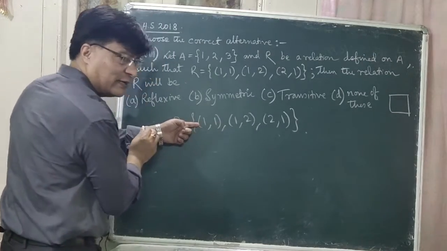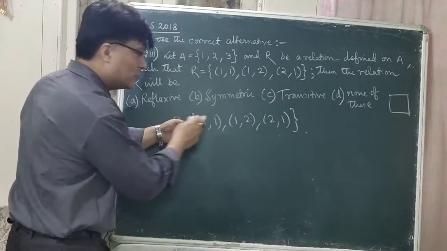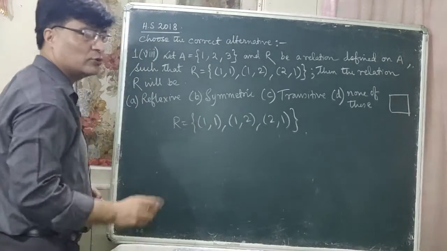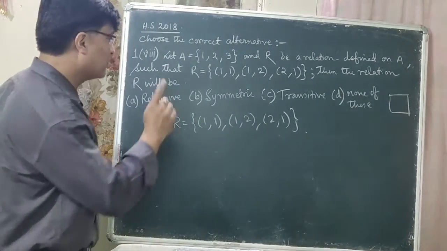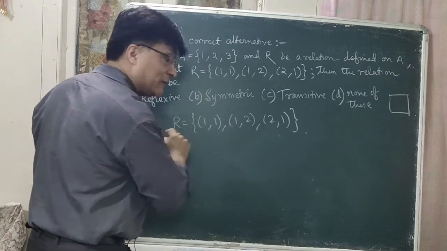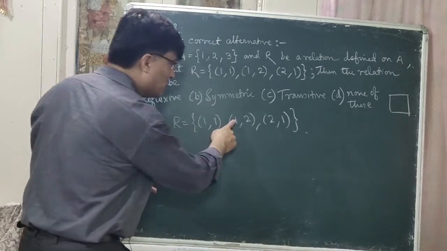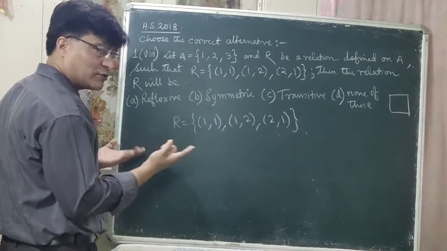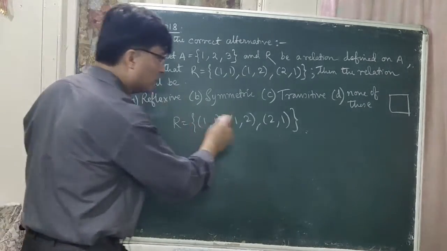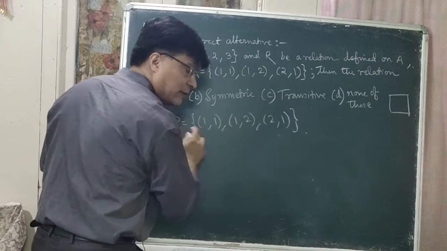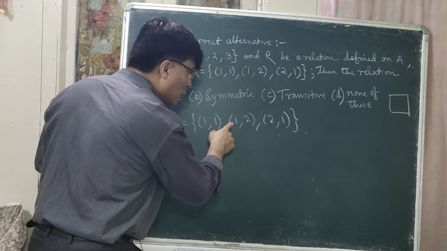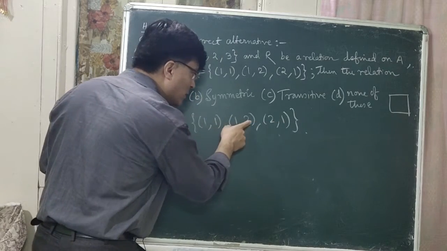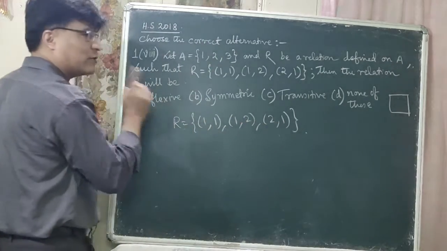1 comma 1 is there, 1 comma 2 is also there. So 1 comma 2 is itself this one, so it is there, 1 comma 2. Is that clear? Okay. So 1 comma 2 is there, 2 comma 1 is also there, 1 comma 1 should be there. Yes, this is 1 comma 1. But 2 comma 1 is there, 1 comma 2 is there, isn't it? 2 comma 1 is there, 1 comma 2 is there, 2 comma 2 should be here for transitivity.